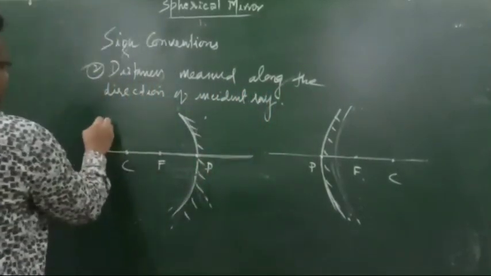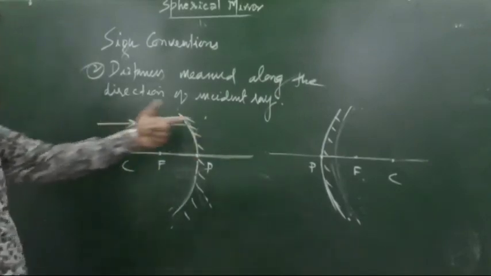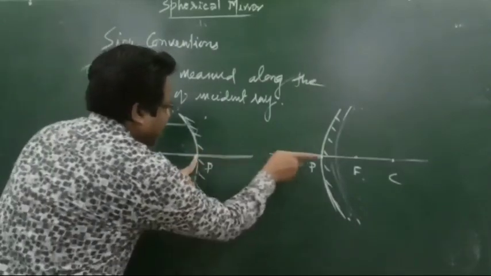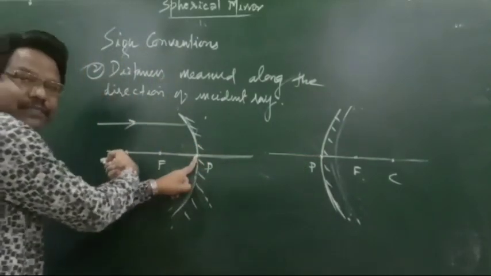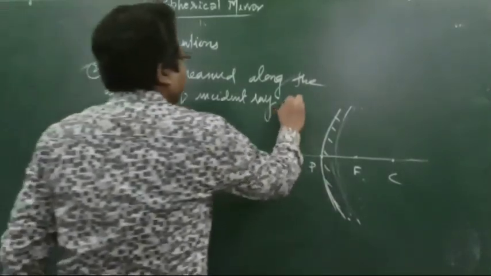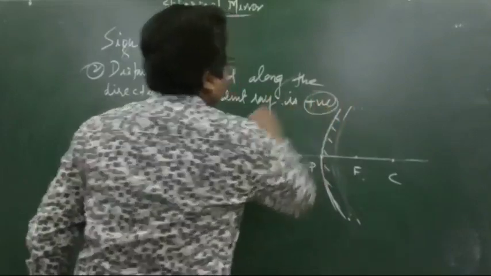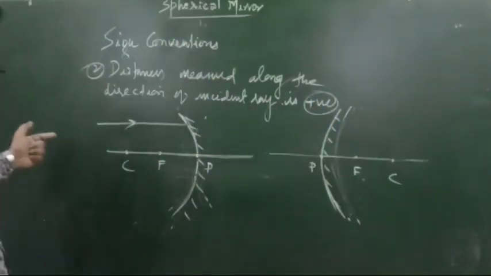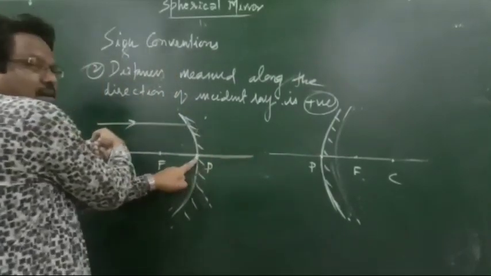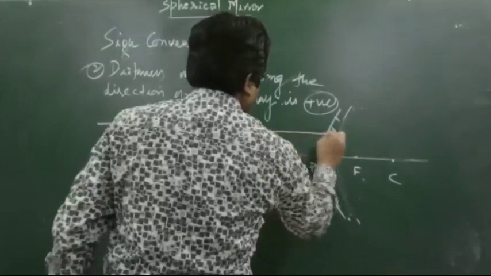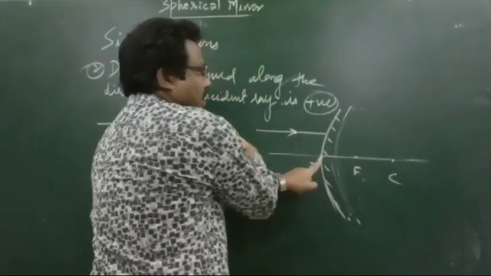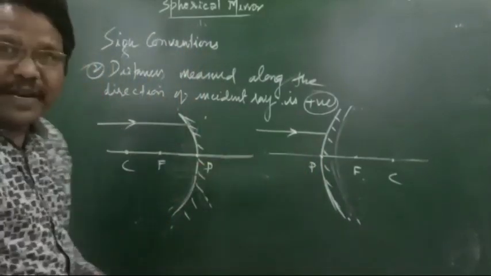Generally we make the ray incident from left to right, this way. If I measure the distance from the pole this way, it will be positive, and this way it will be negative. So if you measure distances along the direction of the incident ray, it is positive, and vice versa. Along the ray from the pole, positive; opposite to the ray, negative. Here also, from the pole, along the ray, positive. Opposite to the ray, negative. So you can check it, very simple thing.